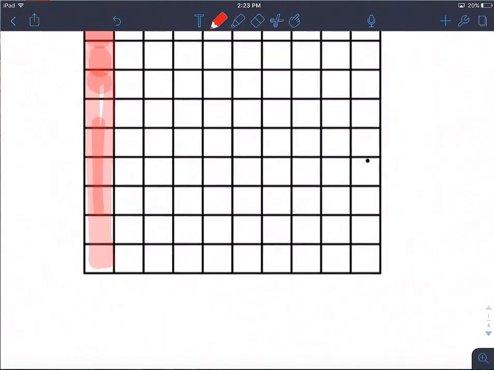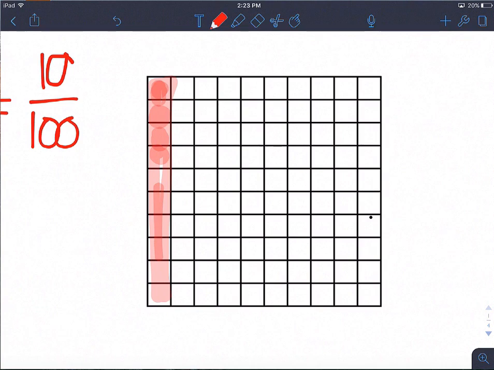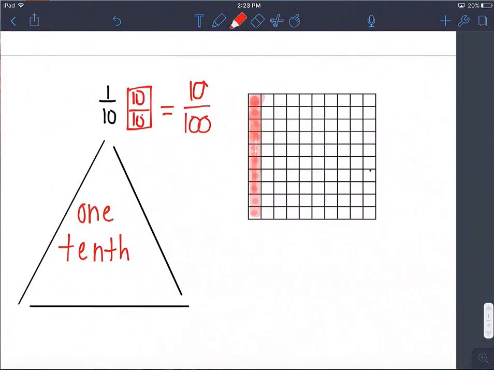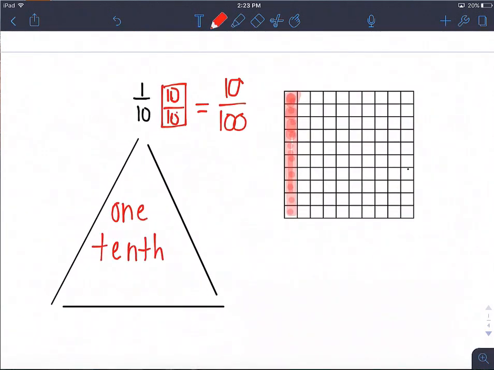So if you think about this as our 100% block, every single little box inside of that 100% box is equal to 1%. And I've shaded in 1, 2, 3, 4, 5, 6, 7, 8, 9, 10, just like my fraction says. And that really is 10%.